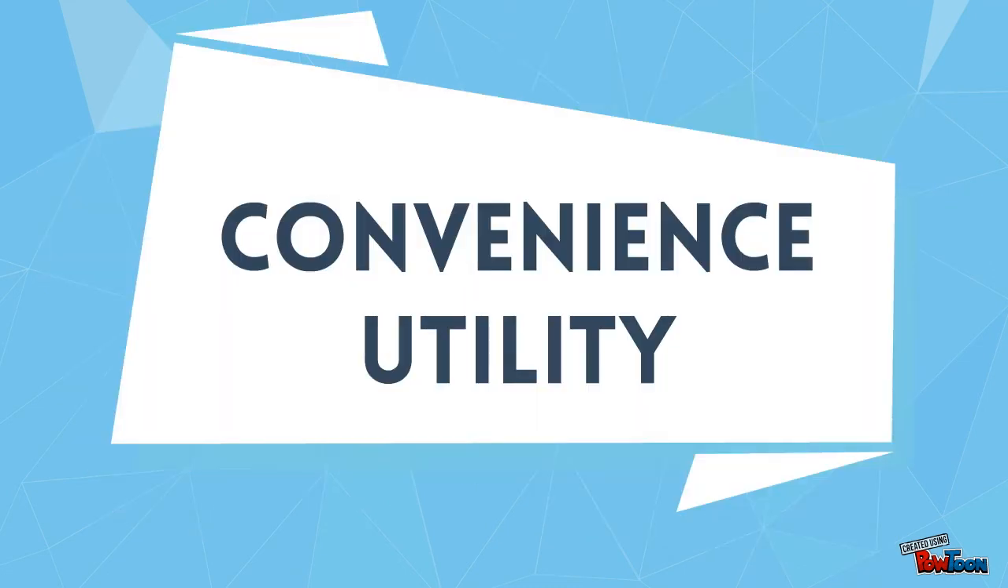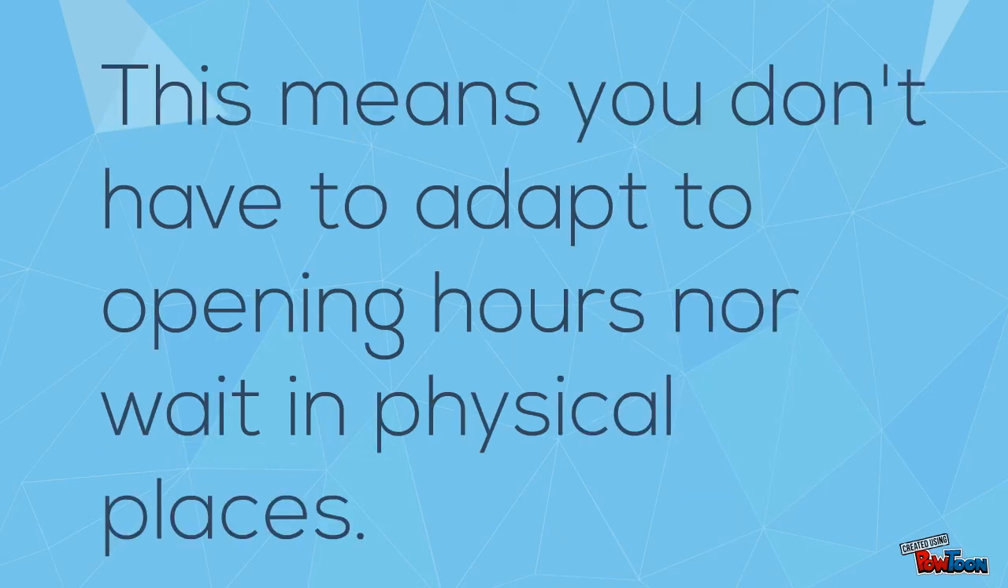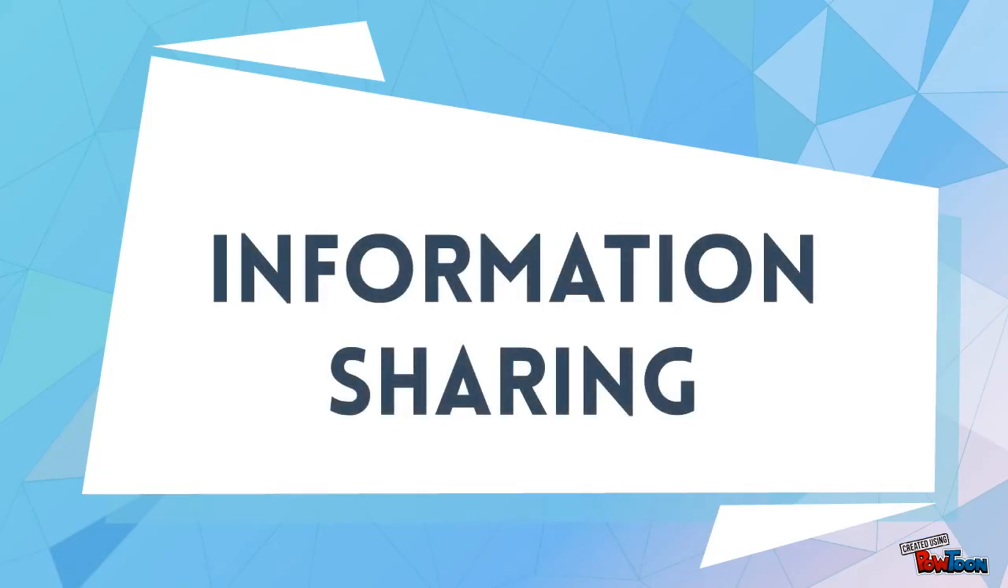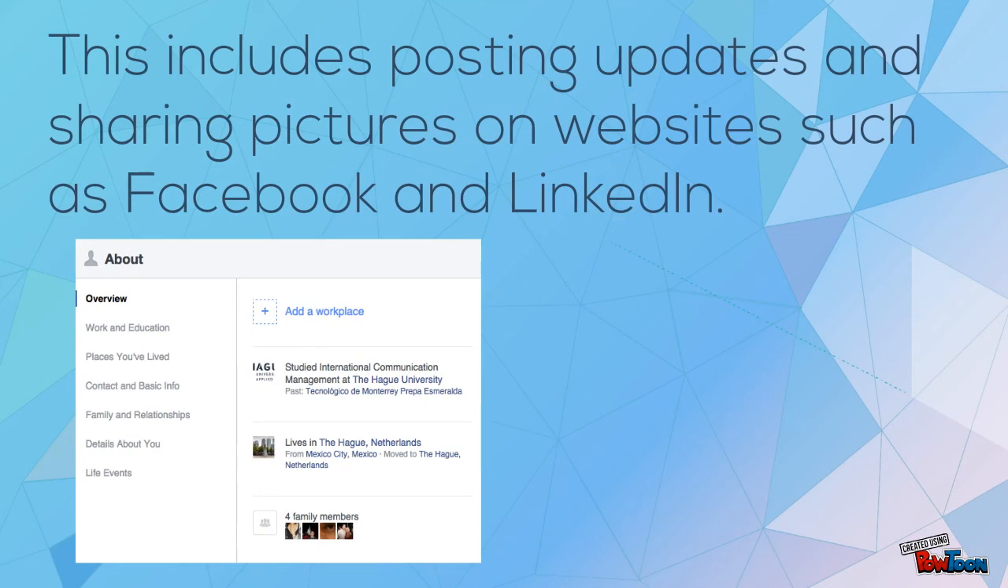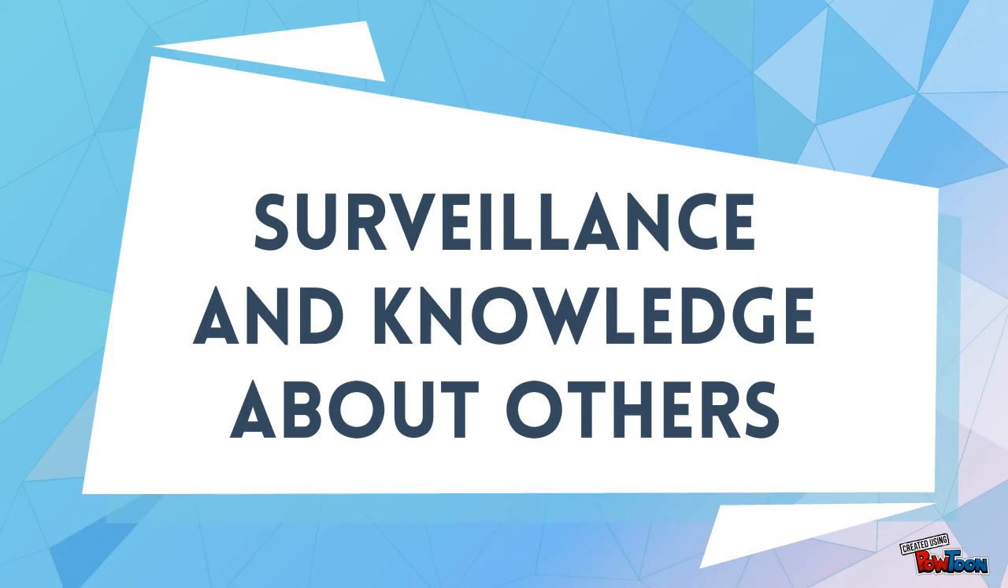Now let's move to the convenience utility. This means that social media are always available and have no time restraints. So you don't have to worry about going to the places and waiting there or having to adapt to the physical opening hours. Now, let's talk about information sharing. This means sharing information about you with other people and includes your profiles on Facebook and LinkedIn.